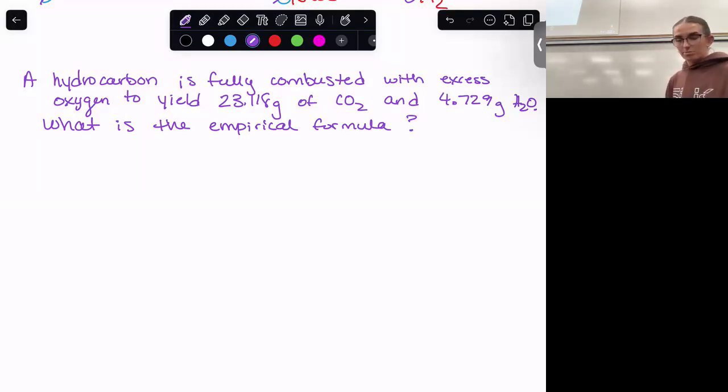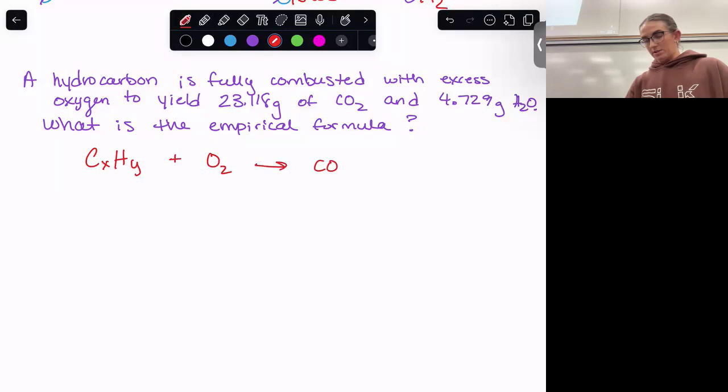Okay, so we have a hydrocarbon that is fully combusted with excess oxygen to yield 23.118 grams of carbon dioxide and 4.729 grams of H2O. I want to know what the empirical formula is. If we were to write out a general combustion reaction equation, we have C_x H_y, because we don't know what those subscripts are yet. We have oxygen that it's burning with, and it's forming CO2 and H2O.